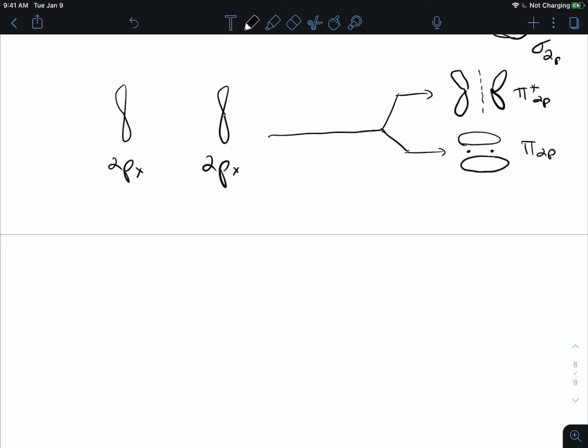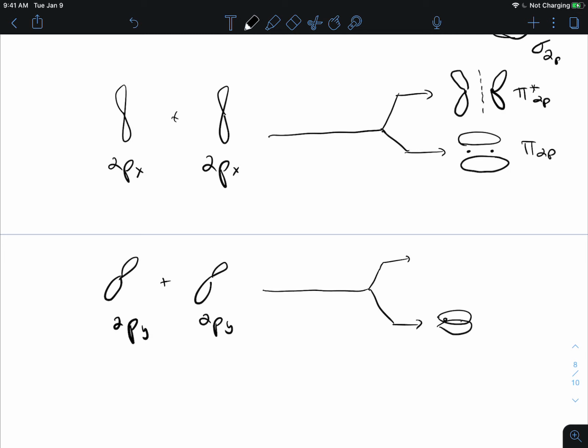And then combining our 2py orbitals. Again, we don't get as big of a lowering of our bonding or raising of our antibonding. Then we get something that looks like this right here. Like so.